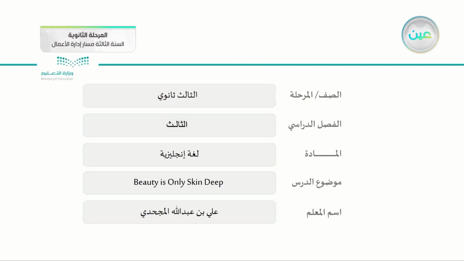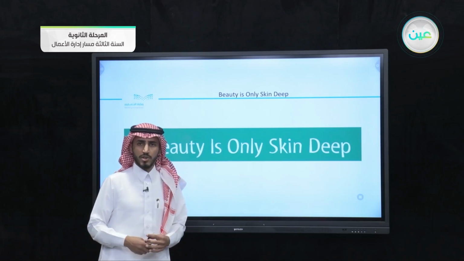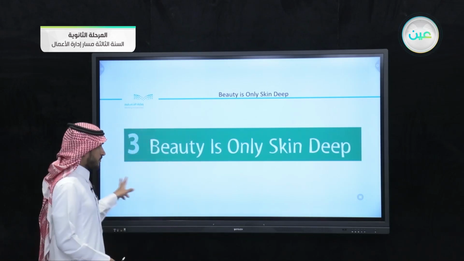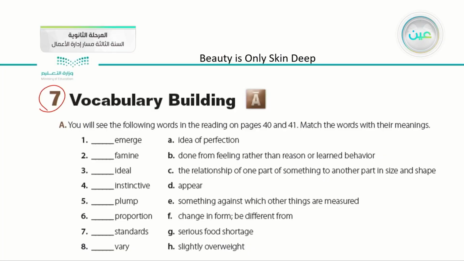But let's start with taking a quick overview of the previous lesson. We started with the title of this unit, which is Beauty is only skin deep, and we said it means that beauty is an artificial thing. It doesn't reflect the inner beauty and the personal traits of the person. Then after that, we talked about the seventh lesson in this unit, which is vocabulary building.